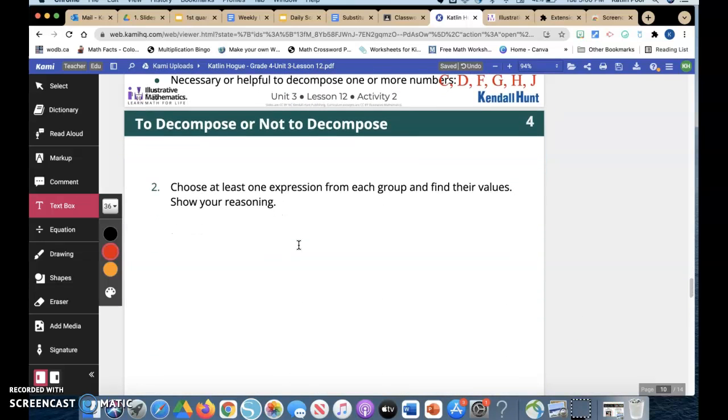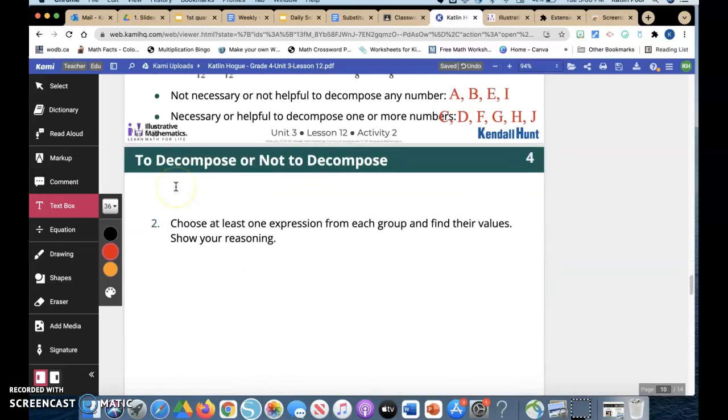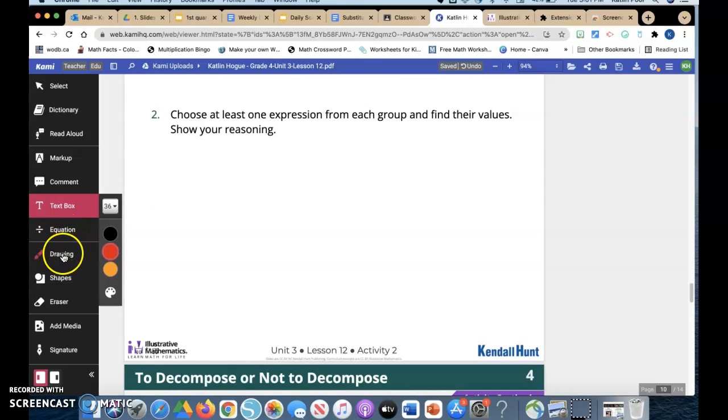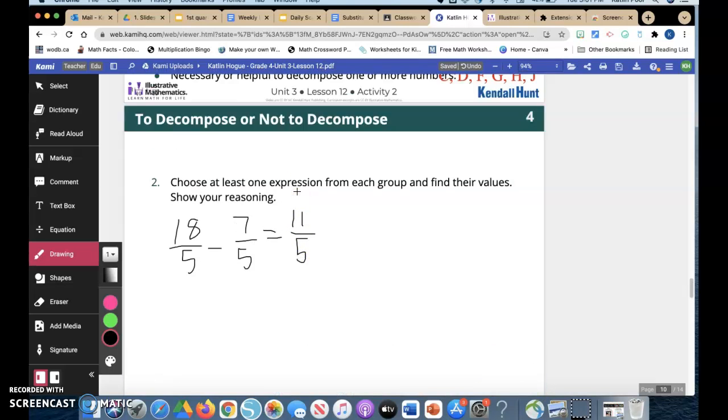So, number 2 says, choose at least one expression from each group and find their values. I'm going to choose A, 18 fifths minus 7 fifths. Eighteen minus 7 is 11. That is correct. And then our denominator stays the same.